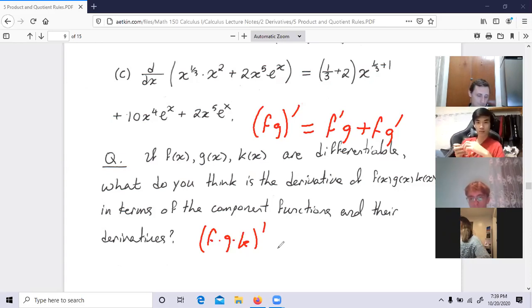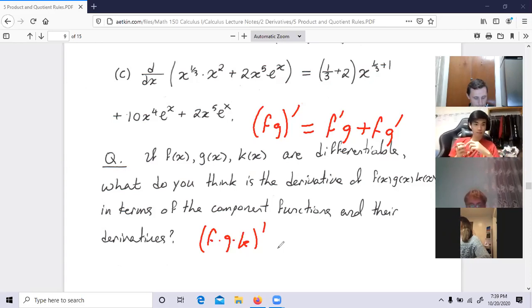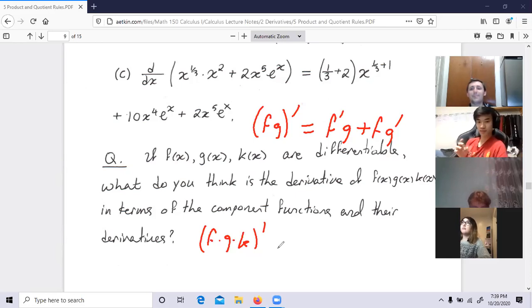Wouldn't it equal the derivative of f, oh never mind, never mind. Think about it, guys, you can do it. Okay, so it will be ready.